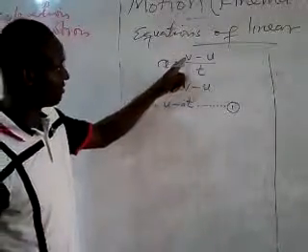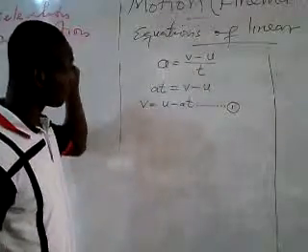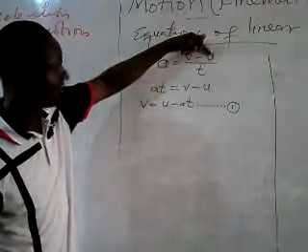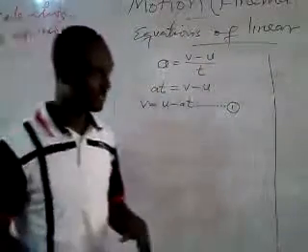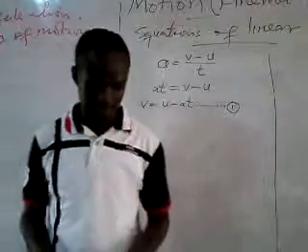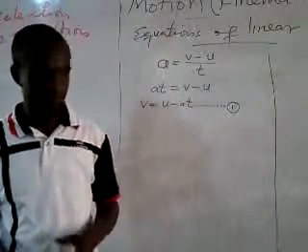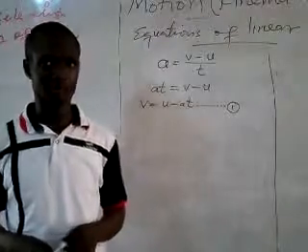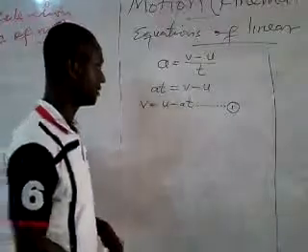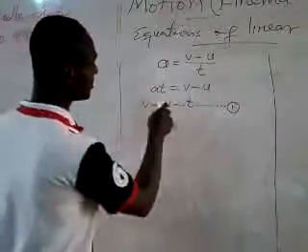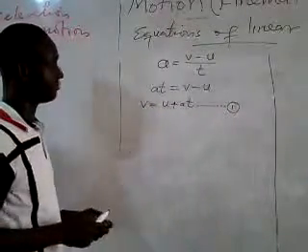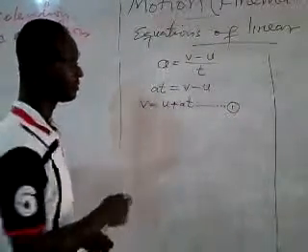a is equal to v minus u over t, where v is final velocity and u is initial velocity, over time. The initial velocity is the velocity of an object where it begins. If the object begins from rest, we say the initial velocity is 0. And then where it ends becomes the final velocity. So v is equal to u plus at.